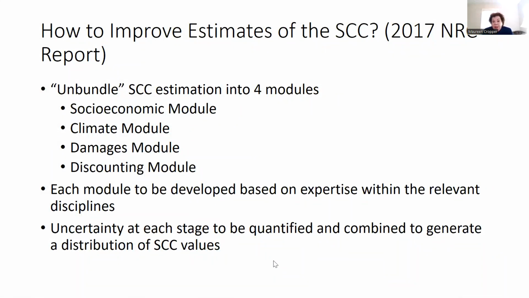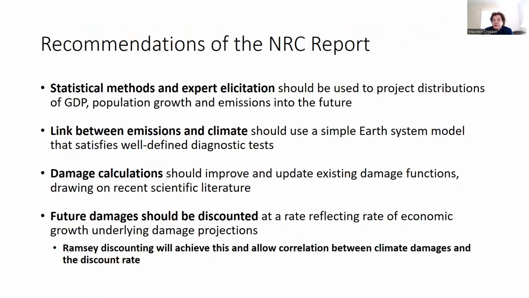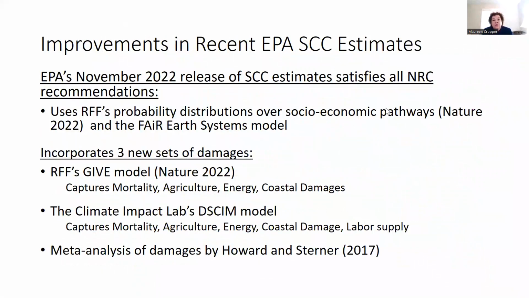I'm not going to go through exactly how these recommendations, and there are further recommendations which you can read if you look at the slides, but I don't think we have time to go through them. What was done was for EPA, with the help of researchers, really, I would say, not just in the United States, but elsewhere, released new estimates of the social cost of carbon in the fall of 2022 that satisfied all of the NRC recommendations.